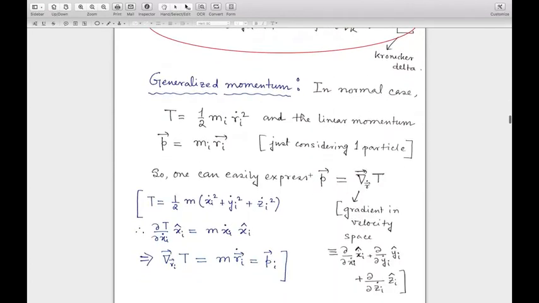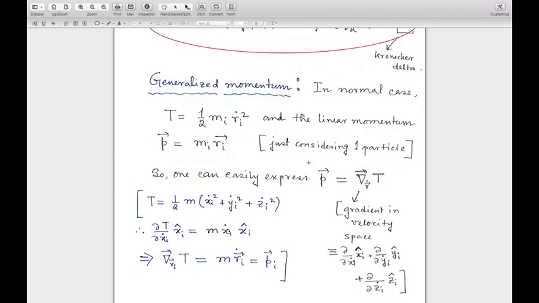Now we talk about another very important concept, that concept of generalized momentum. So in the normal case, if we just think that T is equal to half m_i r_i dot square for the ith particle, then we can of course have the sum for the total kinetic energy, and the corresponding momentum. I have actually had to write T_i and P_i here, so please edit that. Okay, so it will be T_i and P_i.